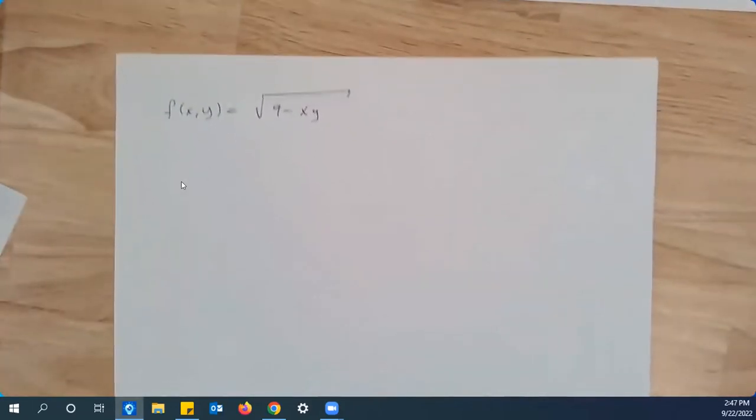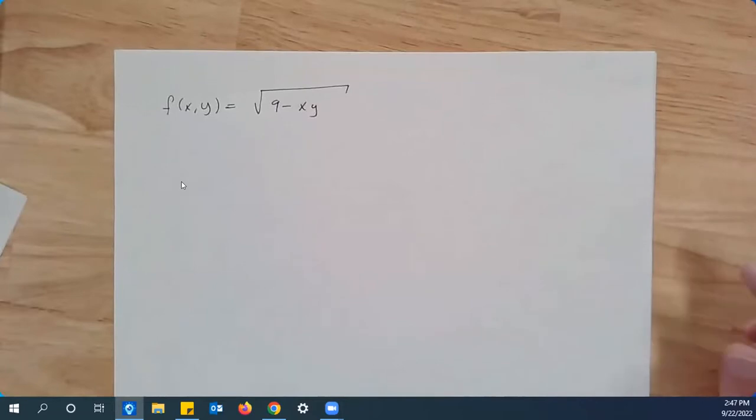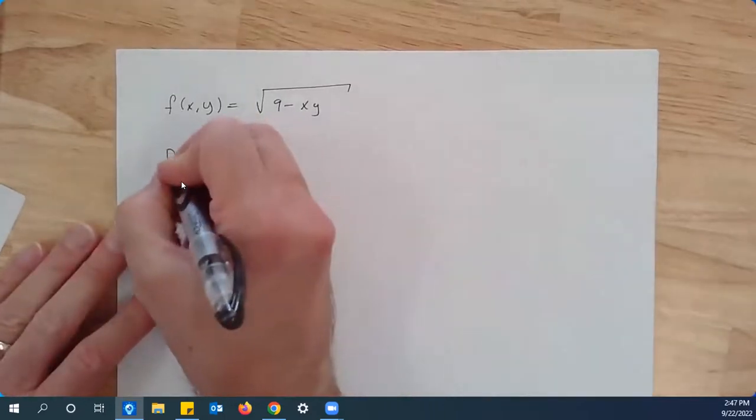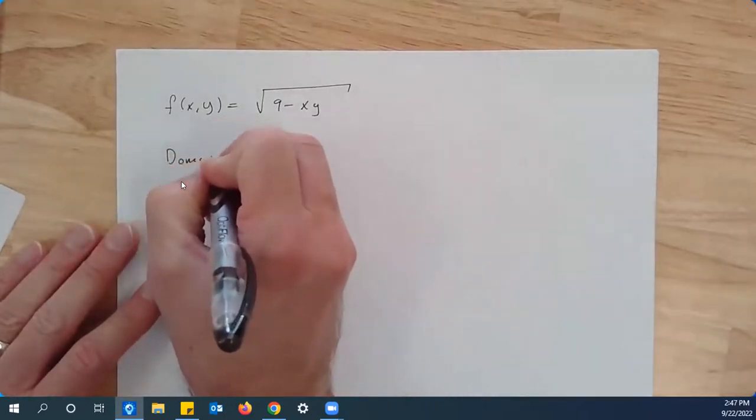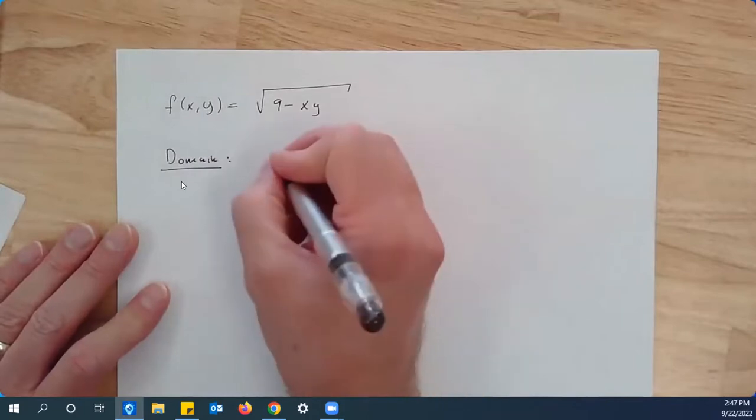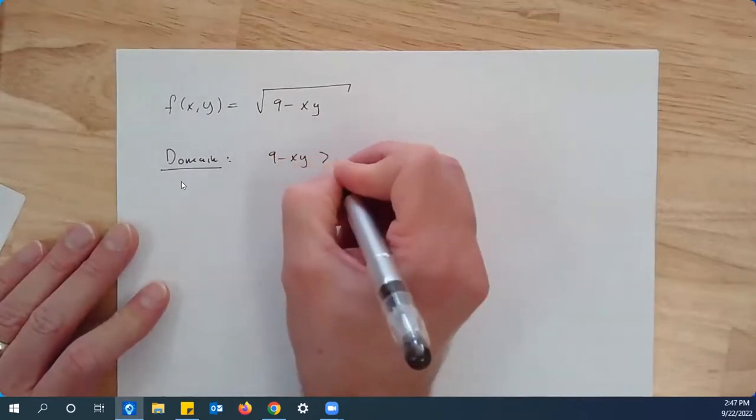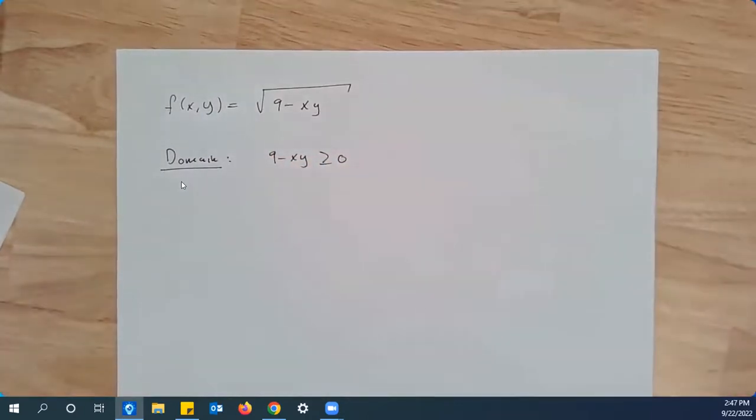Unlike the previous example, this function also has a domain restriction. So here, there are some values of x and y that are just not going to work. For example, x equal to 2 and y equal to 5. That's not in the domain, because if you do that, you're going to get the square root of a negative. So before we do anything else, we should talk about the domain. Here, our domain is that 9 minus xy had better be greater than or equal to 0.